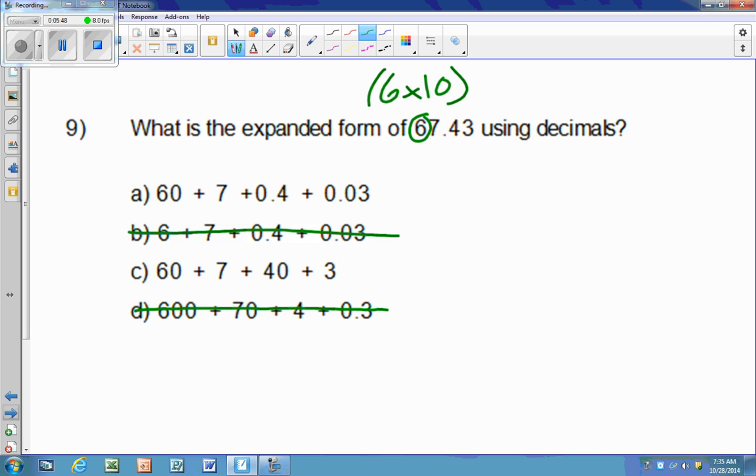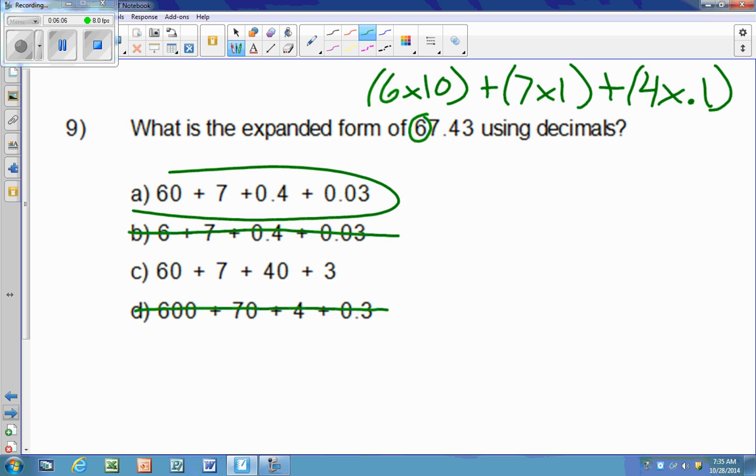600. And then I go to the ones place, which is a 7 times 1, which is equal to 7. They both have a 7. And then I go to the tenths place, and I have a 4 times 1/10, which would be 4 tenths. And this one has 4 tenths. This has 40.